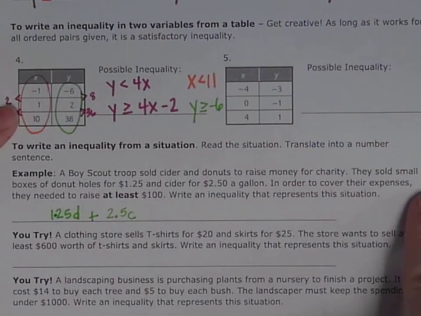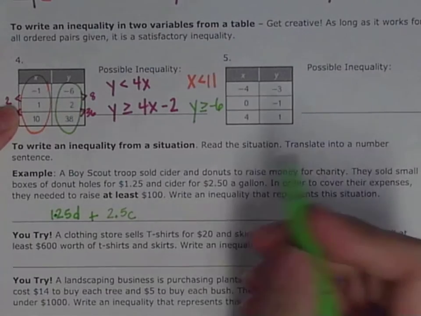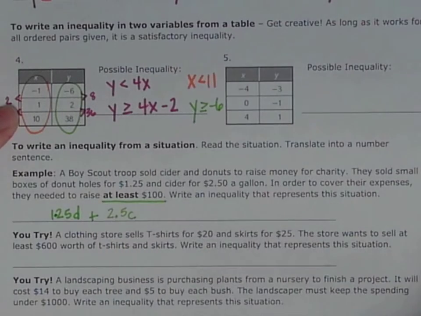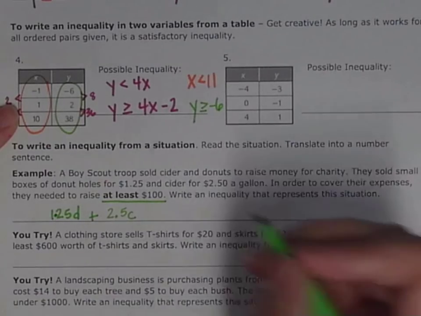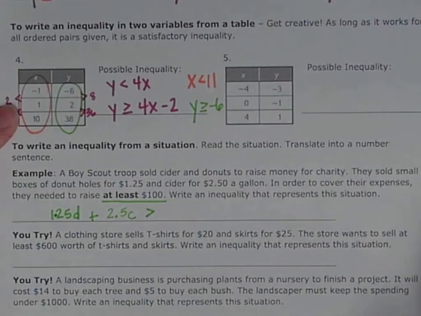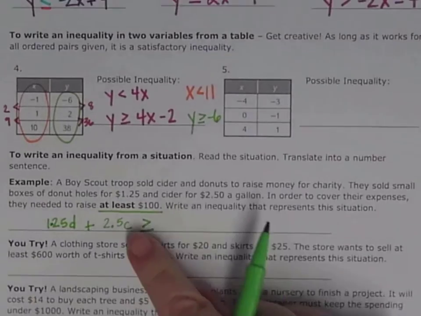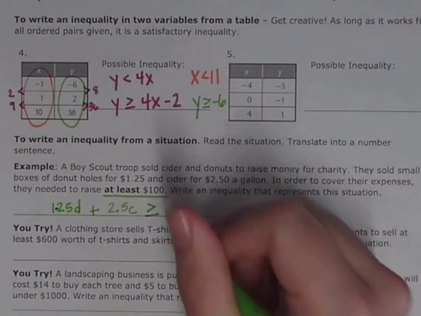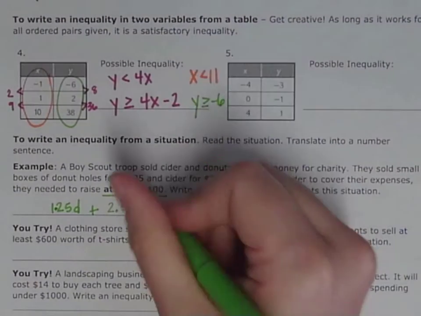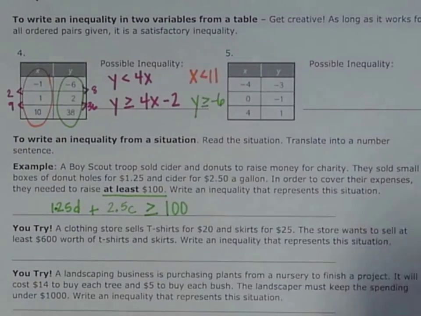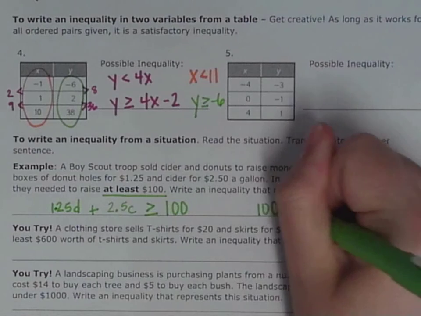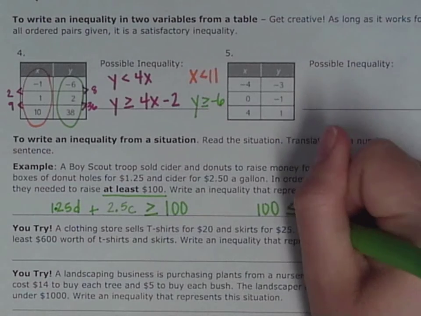But the important part comes: in order to cover their expenses, they need to raise at least $100. At least is a word that means minimum. And if you have a minimum, that means you want more. You want what they make to be more than $100. But if they make $100, it's okay. If you wrote the $100 first, you would need the $100 to be less than or equal to.